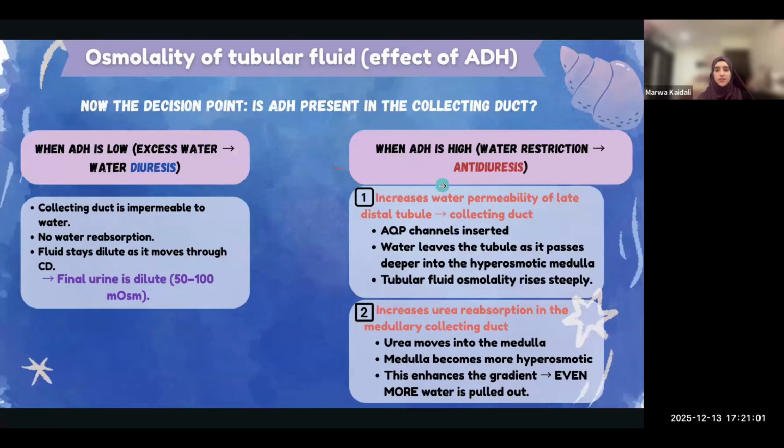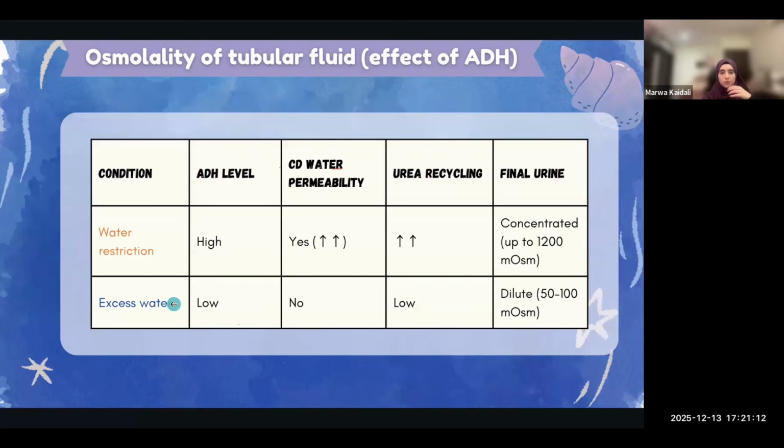Okay. So again, when ADH is high, we're going to have the effects of ADH, which are water reabsorption and urea reabsorption. And both of these are going to help to make our urine more concentrated. So, when we're in a state of excess water, our ADH levels are going to be low. Our water permeability, we're not going to have any water reabsorption. Urea recycling is going to be low, and our final urine output is going to be dilute. So when we want to make a concentrated urine, we want to have urea and water permeability, so we can have water reabsorption and urea.